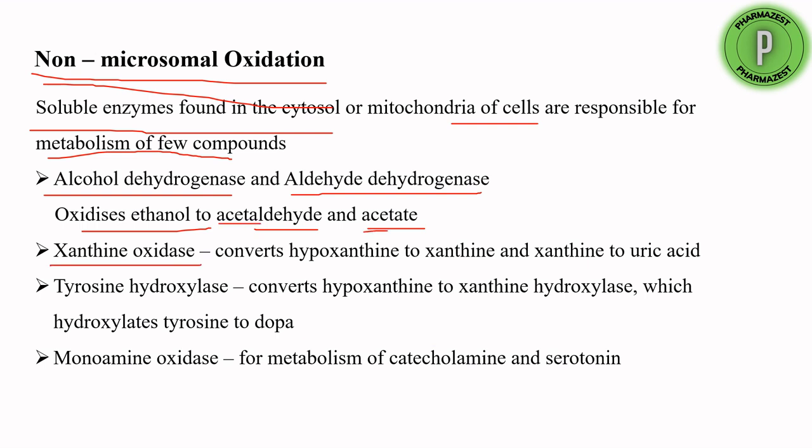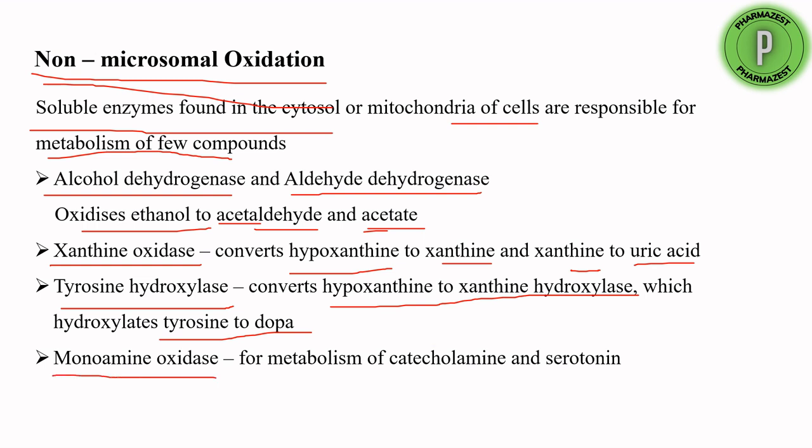Then we have xanthine oxidase. This xanthine oxidase converts hypoxanthine to xanthine, and then that xanthine is converted into uric acid. Then tyrosine hydroxylase hydroxylates tyrosine to dopa. And then we have monoamine oxidase. This monoamine oxidase is responsible for the metabolism of catecholamines and serotonin. So this is about non-microsomal oxidation. A certain set of enzymes are there, and they specifically metabolize these compounds only.